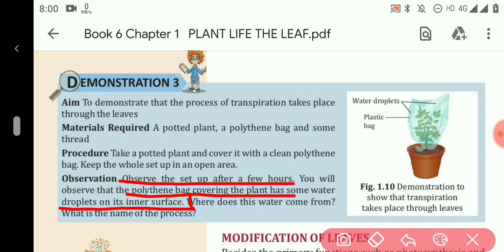Where did this water come from and what is the name of the process? The name of the process is transpiration, and transpiration is the process of loss of water in the form of water vapor from the green parts of the plant such as leaves.